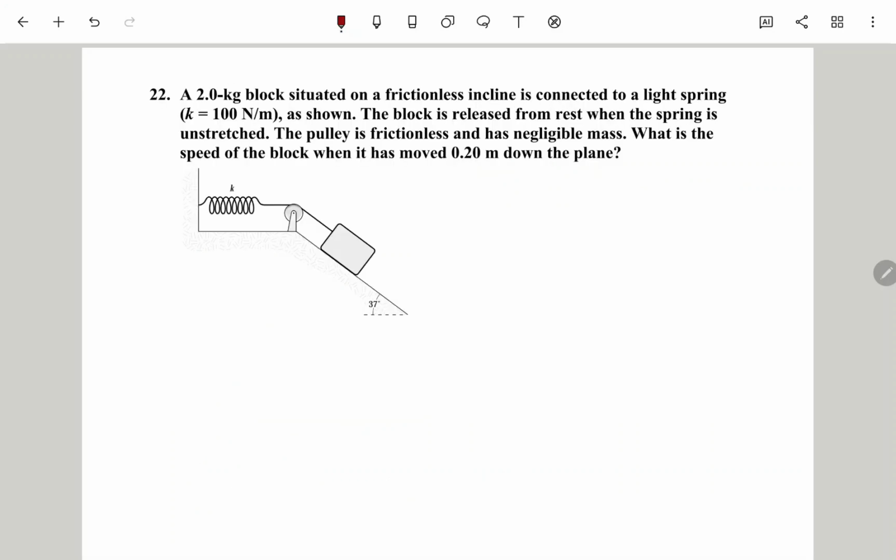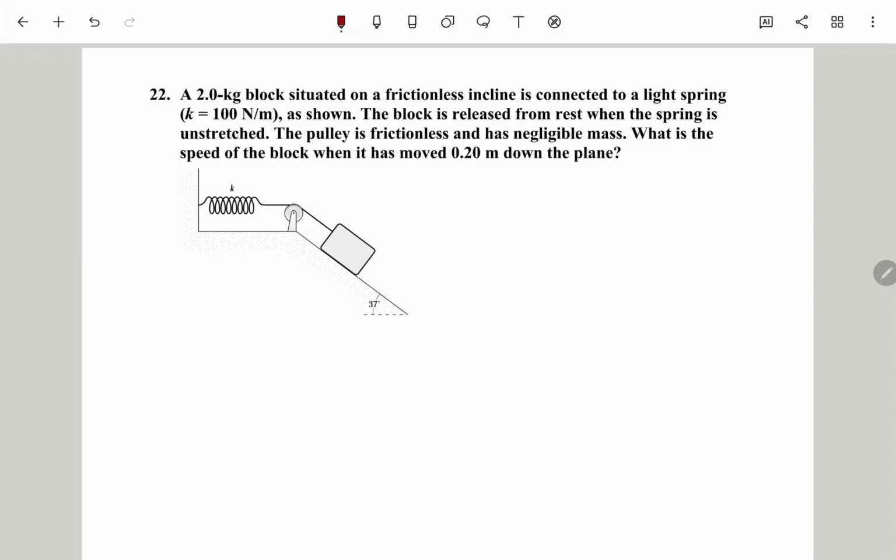A 2 kilogram block situated on a frictionless incline is connected to a light spring with spring constant K equal to 100 newtons per meter. As shown, the block is released from rest when the spring is unstretched. The pulley is frictionless and has negligible mass. What is the speed of the block when it has moved 0.2 meters down the plane?